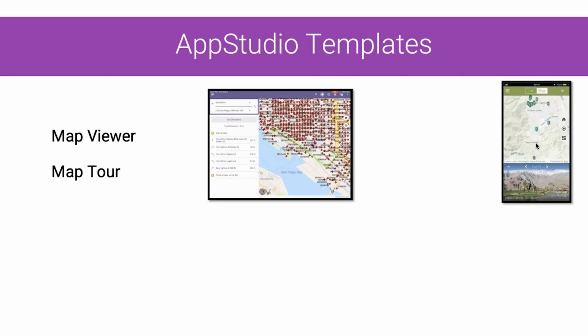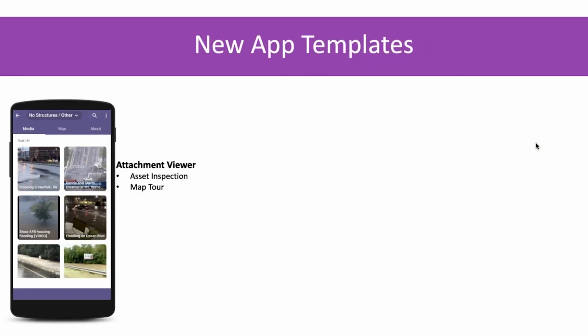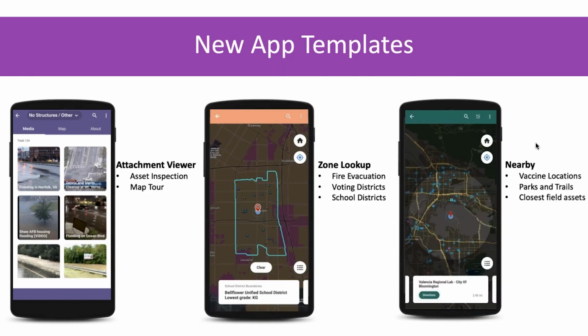So we have a number of templates. We have the map viewer, the map tour, quick report, and the 3D scene viewer templates. And then we have some newer templates. Last December, we released the attachment viewer template. And we're about to release, just in the next couple of weeks here, a new zone lookup template and a nearby template. These 3 new templates are unique in that they actually work with a new web configuration.